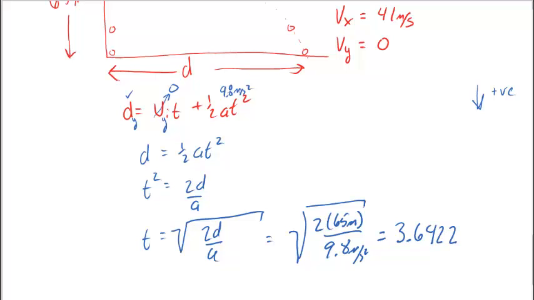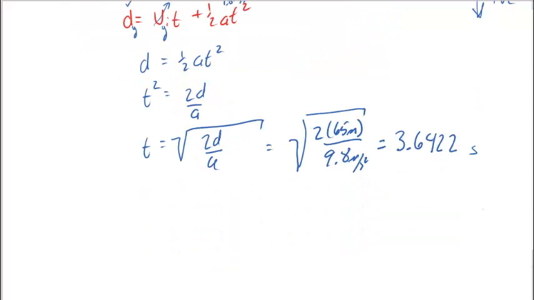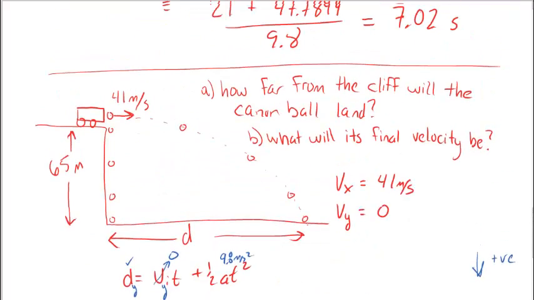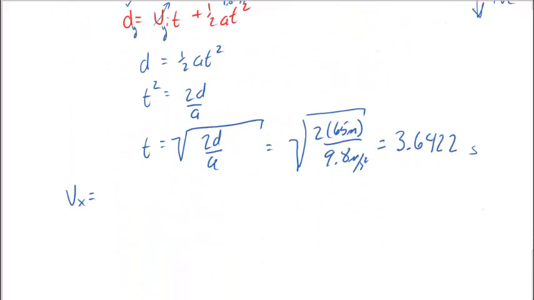Okay, and I'm trying to keep more numbers just to keep things more accurate. So that is the time it takes for the cannonball to hit the ground, whether it gets dropped from 65 meters or whether it's fired horizontally. Now, as I said before, the horizontal velocity of 41 meters per second never changes. So there's no acceleration to worry about.